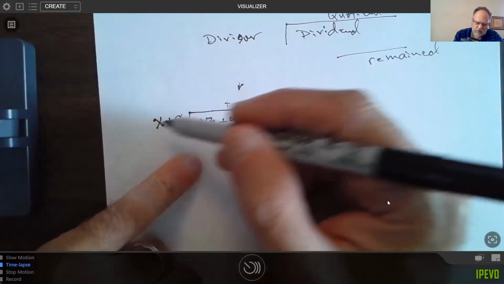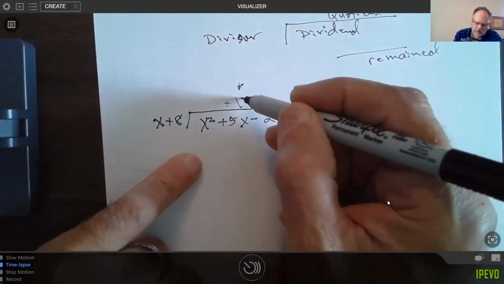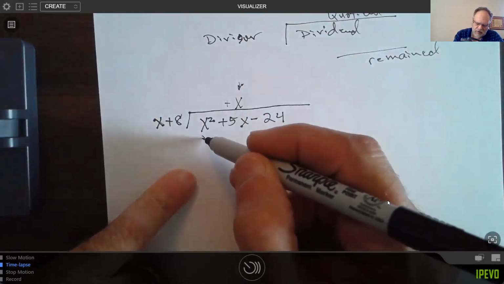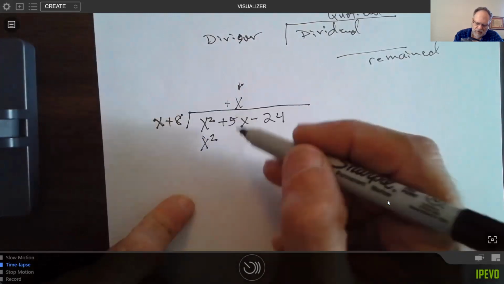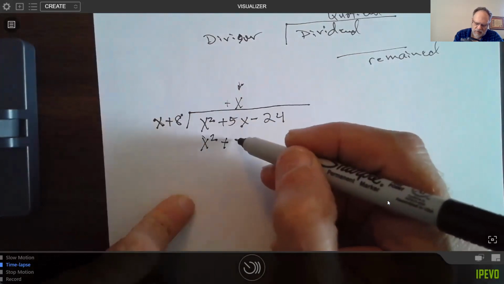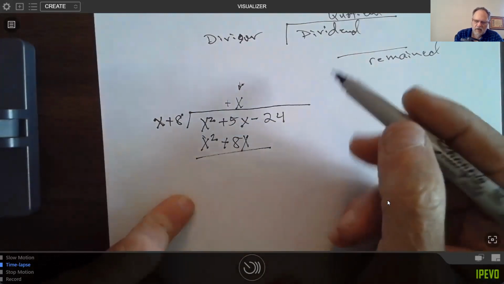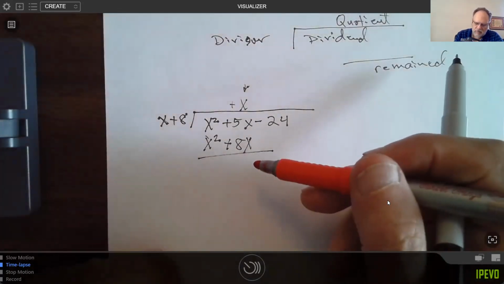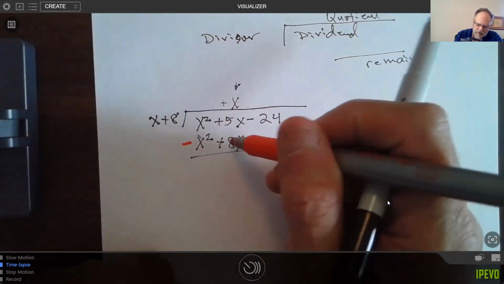We ask ourselves, what times x will give us x squared? Well, x does, because x times x is x squared, but we have to multiply. X times x is x squared. But we also have to multiply x times the 8. X times 8 is plus 8x. And then in the bottom row, just like when we're dividing with numbers, the bottom row we subtract.